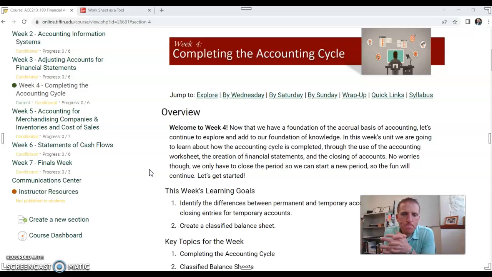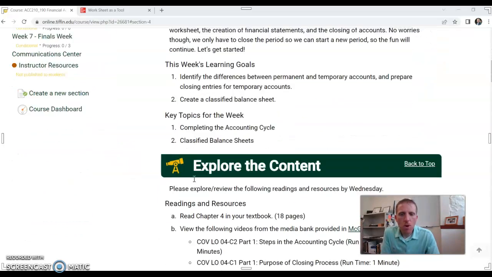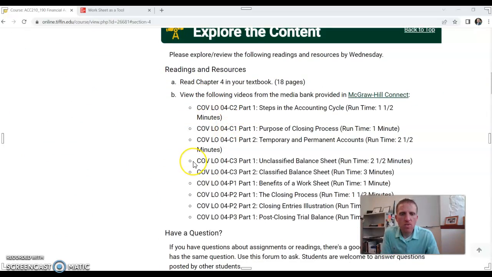This week we're covering the chapter on completing the accounting cycle out of the textbook. What we're after in these videos is understanding the difference between permanent and temporary accounts.